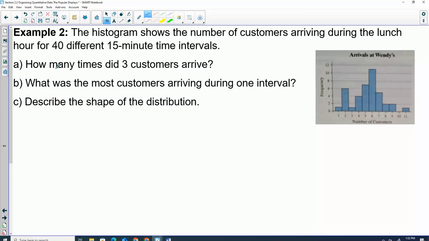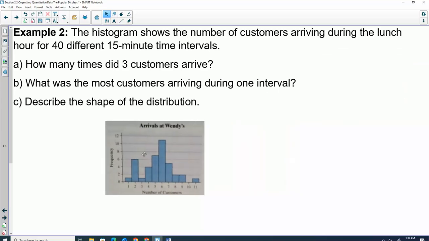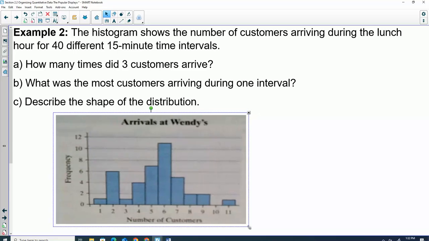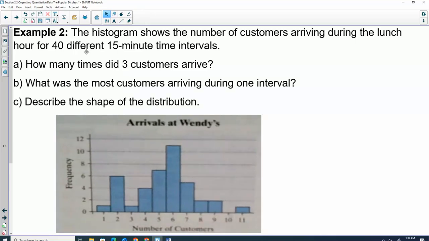Alright, so let's look at a histogram. This histogram shows the number of customers arriving during the lunch hour for 40 different 15-minute time intervals. Sorry, it seemed like a good idea this time, but that's really tiny. Okay. So, we can see this. How many times did 3 customers arrive? So if I want 3 customers, am I looking for a 3 on the x or the y-axis? X. Number of customers is on my x. How many times did we have 3 customers? Once.